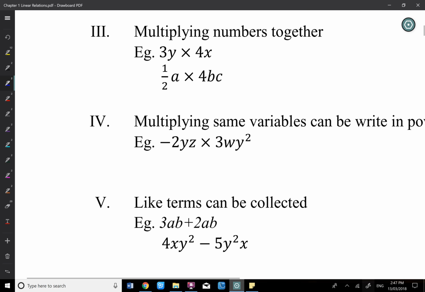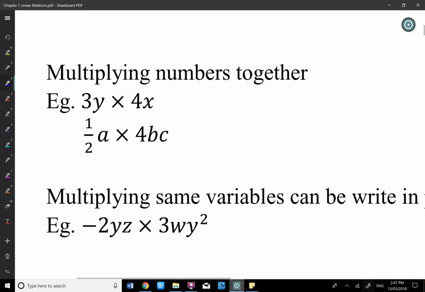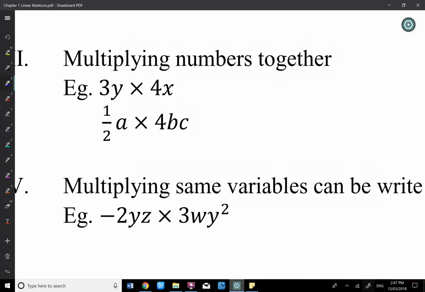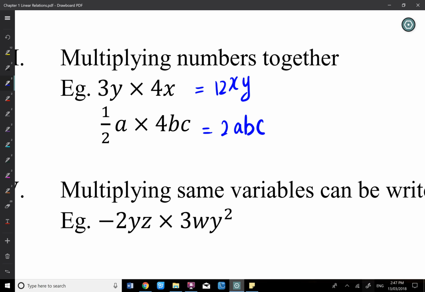Alright, next one. Multiply numbers together. We can always multiply numbers together. For example, this one we have 12xy. For this one we have 2abc. 4 times a half, that's 2. We have 2abc. We better write letters in alphabetical order A, B, C, D.